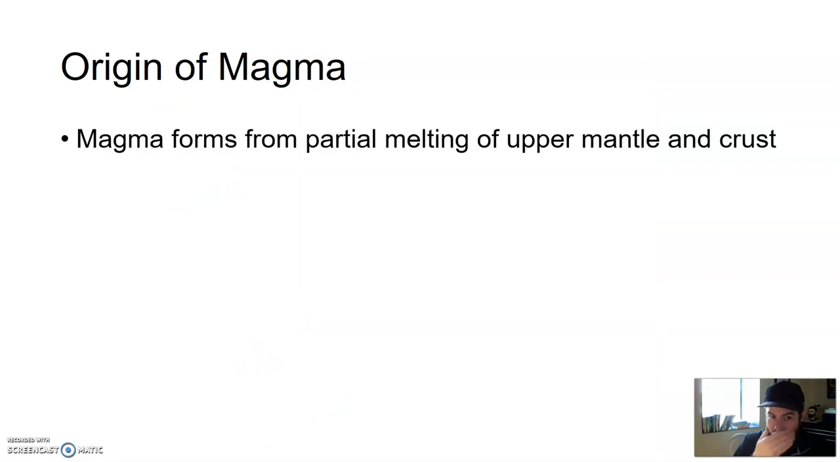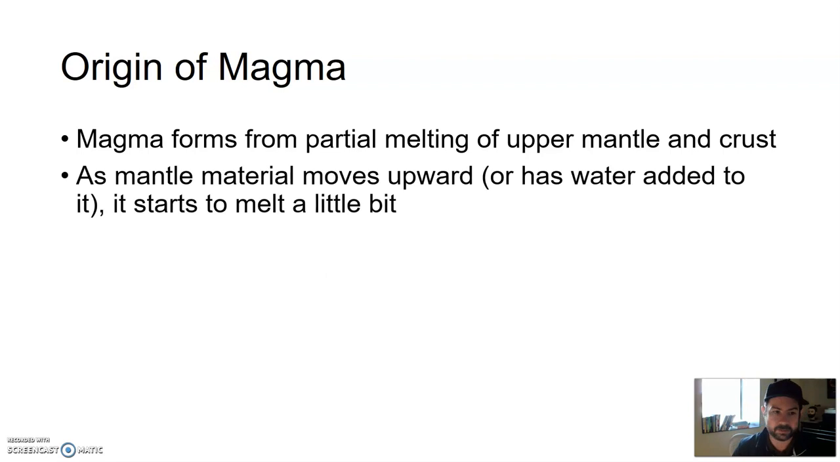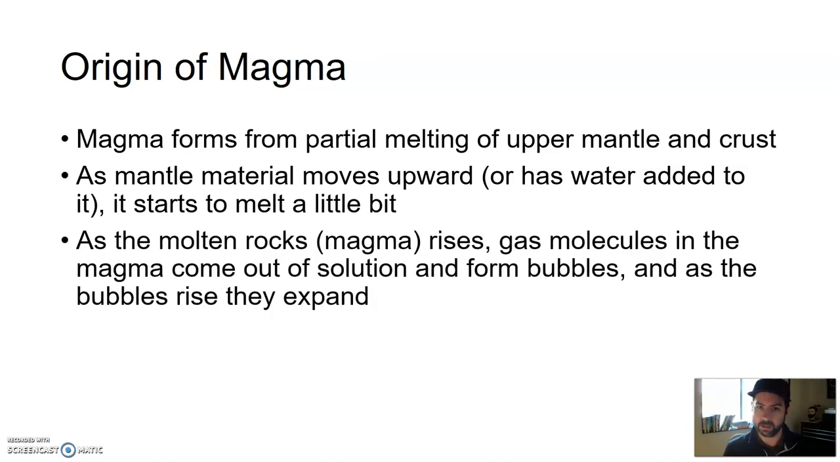So how does it form? It forms from the partial melting of the upper mantle or crust. As mantle material moves upward due to mantle convection, remember it's still mostly solid, or if mantle material has water added to it, it starts to melt a little bit. That's what gives us that molten rock, magma. As the magma begins to rise, it's less dense than the other material around it. Since it's a liquid, it'll begin to rise.